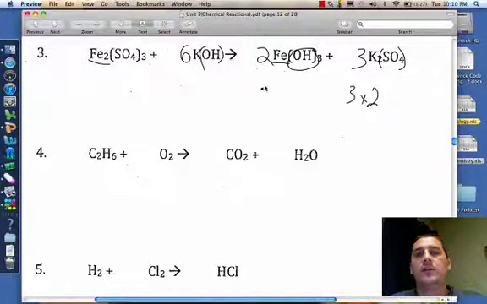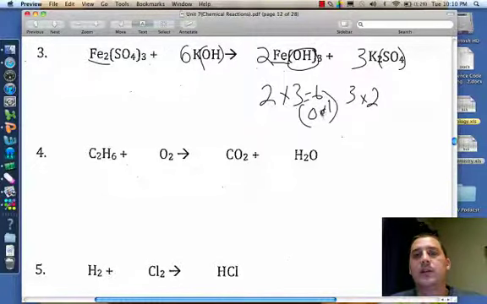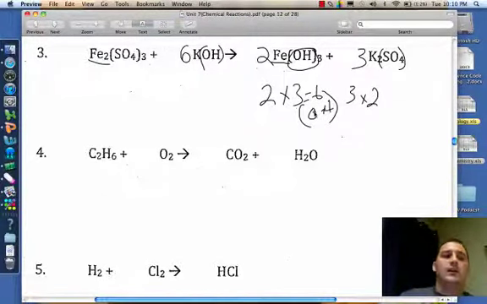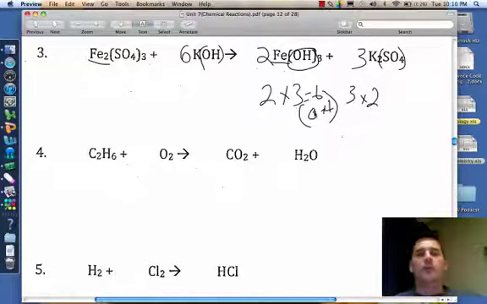Then we have 2 here. So we got 2 times 3, which gives us a total of 6 OHs coming out, which means everything is balanced. And we can move on to number 4.